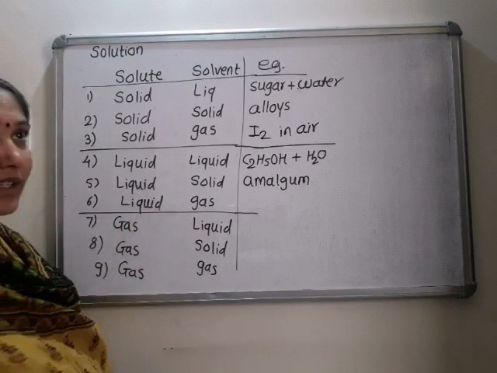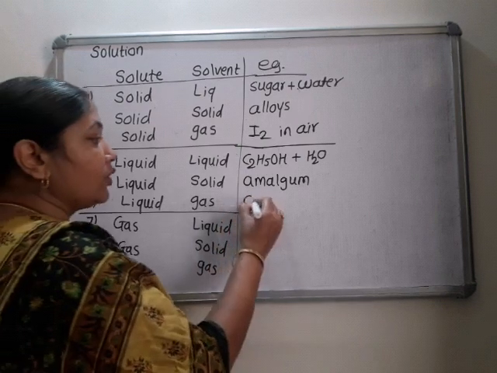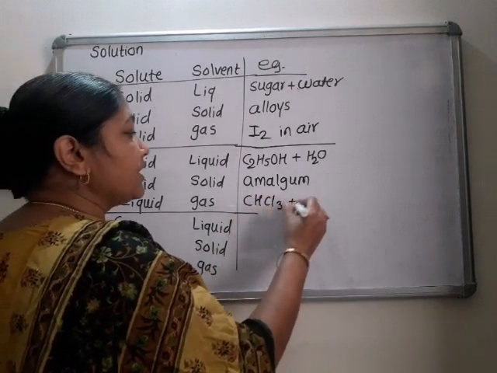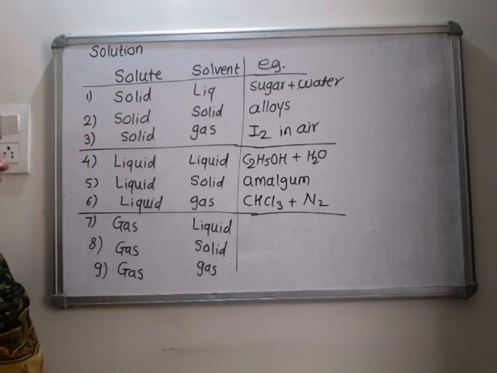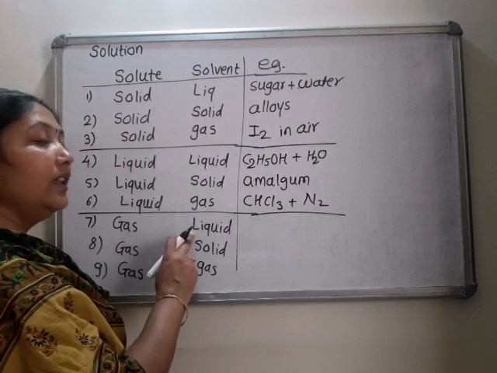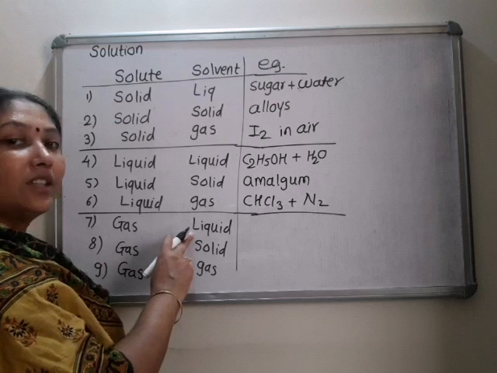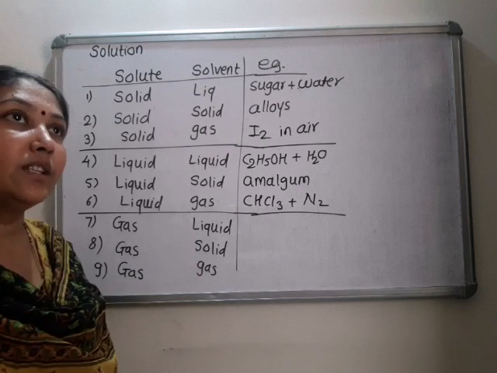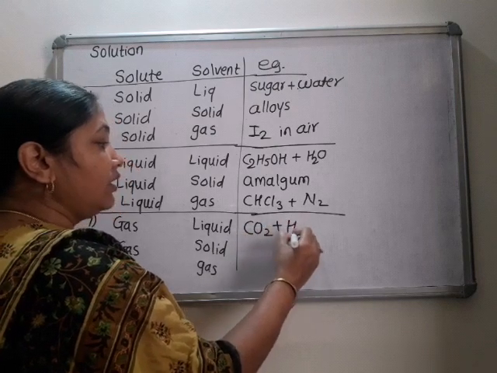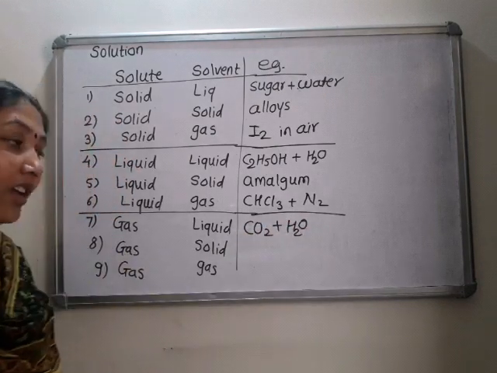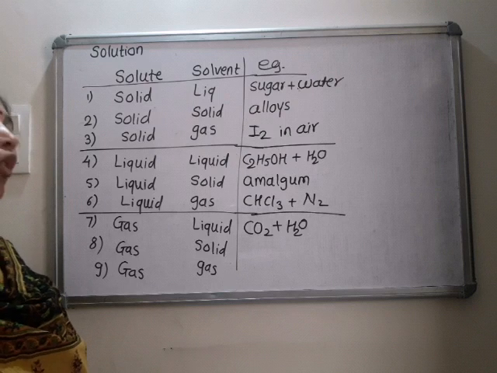Liquid in gas, liquid is chloroform. Chloroform is mixed in N2 gas. That is one example of this type of system. Then gas in liquid, gas present in liquid. What is the example? CO2, your cold drinks. CO2 dissolved in water. It is nothing but a carbonated drink. So CO2 dissolved in water.